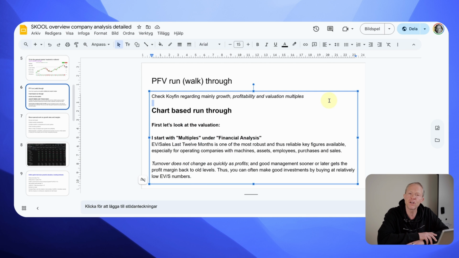So now it's time for the actual fundamental analysis, and we'll start with a P equals F times V run through what you have become familiar with in terms of just estimating fundamentals, for example, sales, earnings, assets, and the corresponding valuation multiples, and then combining these into a likely future share price.